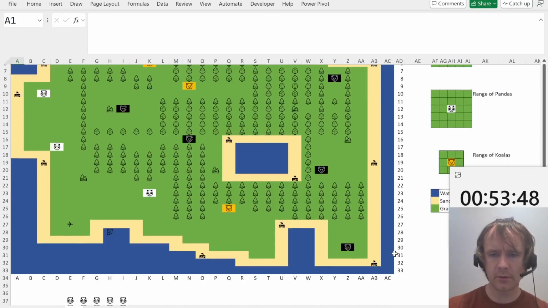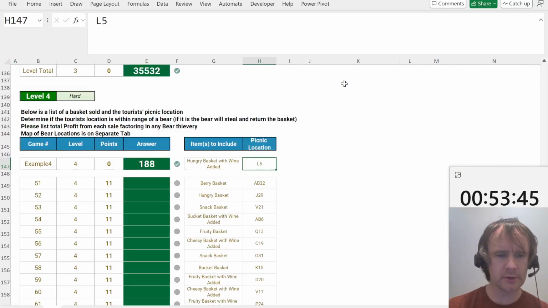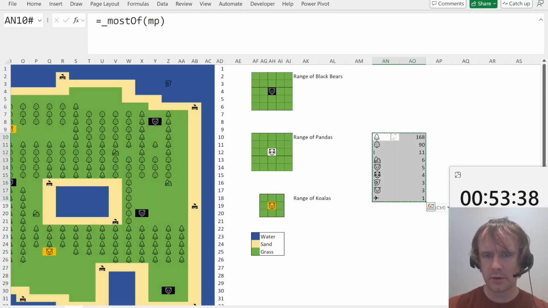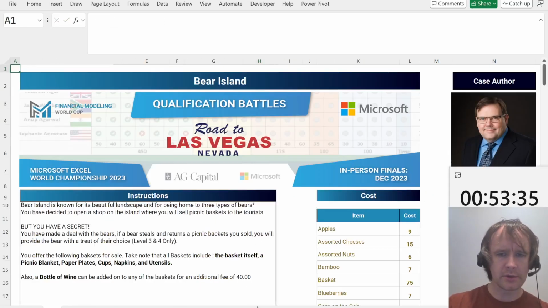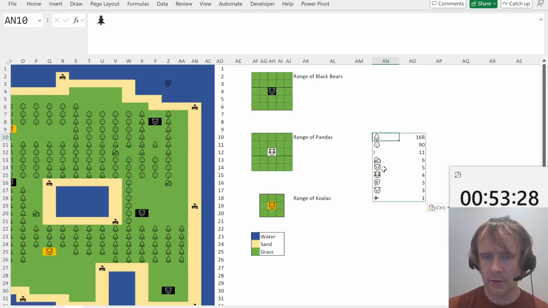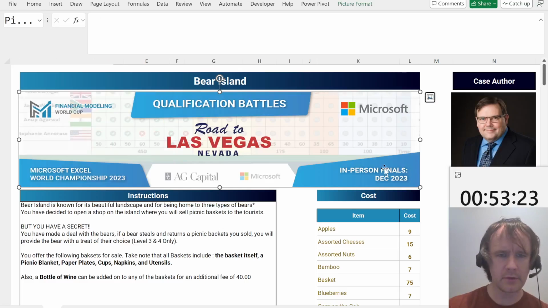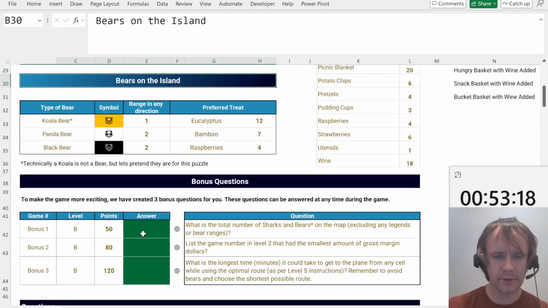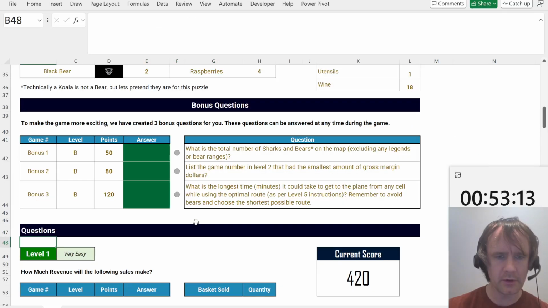And then I guess I also want to find and replace the water. Oh no, there's a question about sharks first, so let's deal with that first. So let's do most of MP. There's a bonus about sharks and bears: total number of sharks and bears on the map, excluding the legend. Okay, so let's see. Bear, that dolphin is a shark. Bear, so it's 15. Yep. Okay, 15. Okay, seriously, something's very screwed up here.